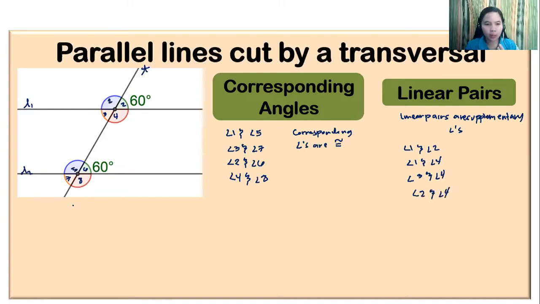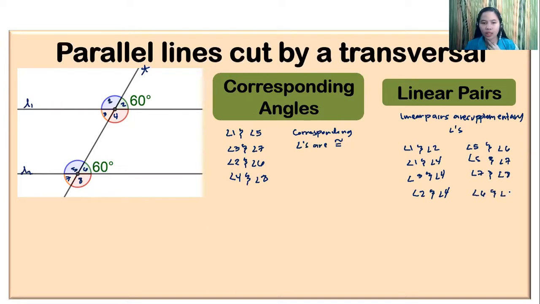Same with this part, we also have four linear pairs: angle 5 and 6, angle 5 and 7, angle 7 and 8, and angle 6 and 8. As you can see, they are adjacent angles, and they form a line which is a straight angle, and it is equal to 180 degrees.